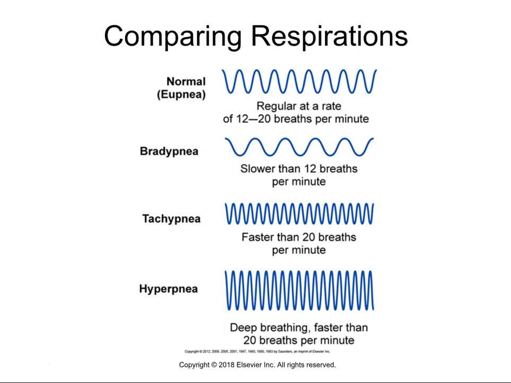And then we have hyperpnea. Hyperpnea is that deep, fast breathing, okay, more than 20 breaths per minute. Okay, this is what I said happens when we exercise. So you can see that those breaths are deeper than in tachypnea.